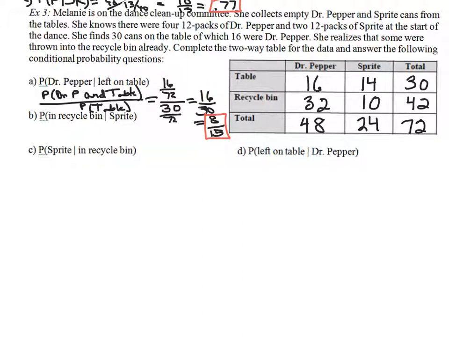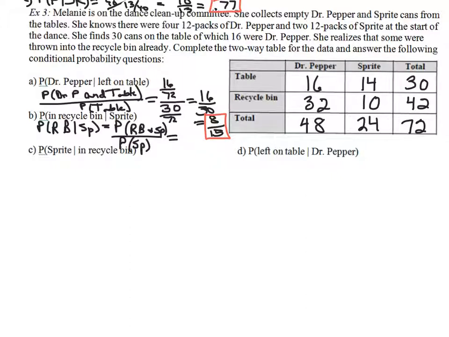Let's go ahead and do part B. We've got the probability of the can being in the recycle bin, given that it's Sprite. So we want the probability of recycle bin given Sprite. That's just going to be the probability of recycle bin and Sprite divided by the probability of Sprite.